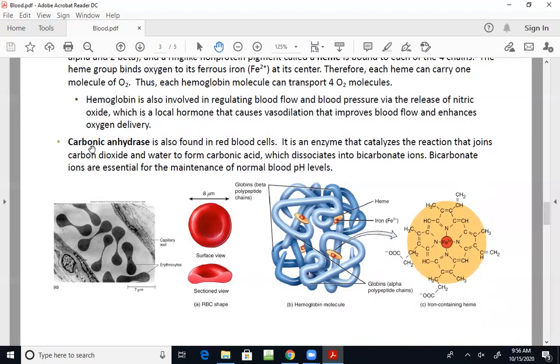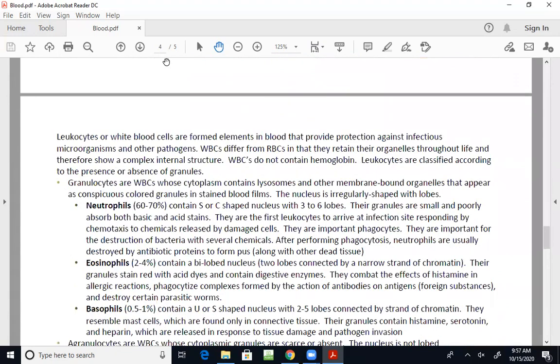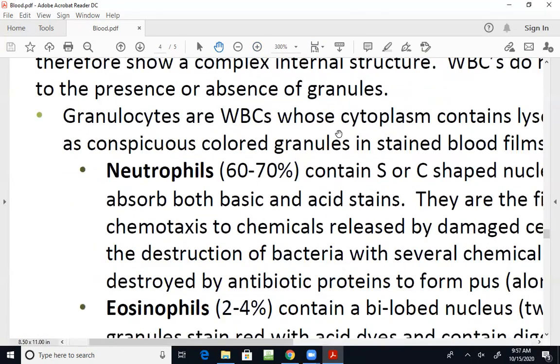There's a final protein I want to talk about. It's an enzyme called carbonic anhydrase, which catalyzes, so that means speeds up, a reaction joining carbon dioxide and water, forming what's called carbonic acid, which is then going to dissociate or break up into bicarbonate ions, which are essential for maintaining normal blood pH levels. And we already talked about how maintaining pH is a function of our blood. Here's an example of how we do so. We won't really get into any more of that in this class. That's more physiology-based stuff.